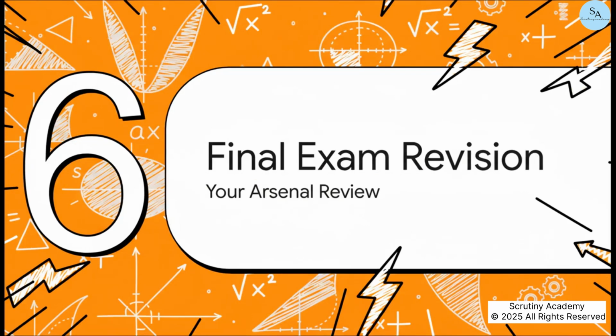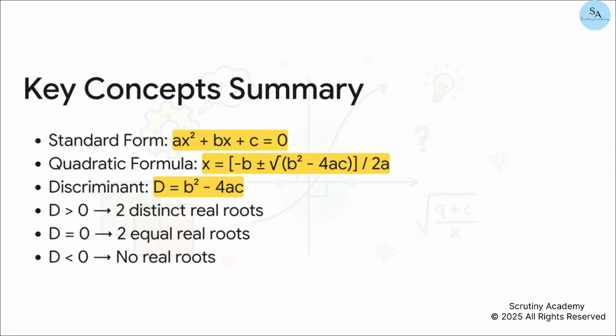All right, let's lock in all this key information for your exam. It's time for a super high-speed review of your entire quadratic equation arsenal. Okay, let's quickly review the 4 most important things you have to remember. First, the standard form: ax squared plus bx plus c equals 0. Second, the quadratic formula itself, your ultimate solving tool. Third, the discriminant, d equals b squared minus 4ac, which predicts the answer.